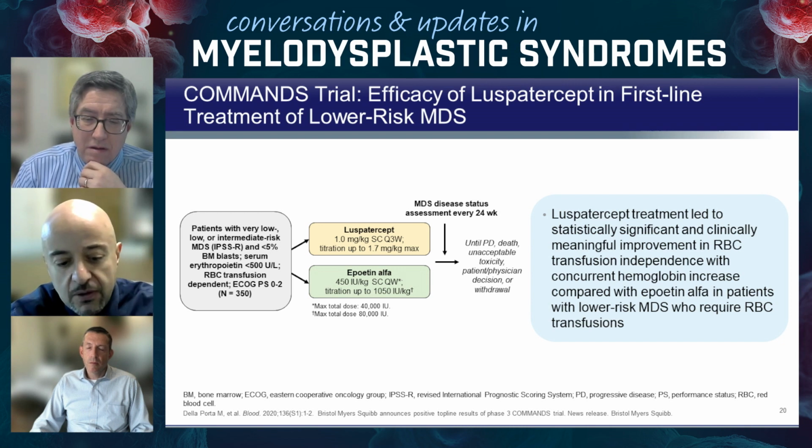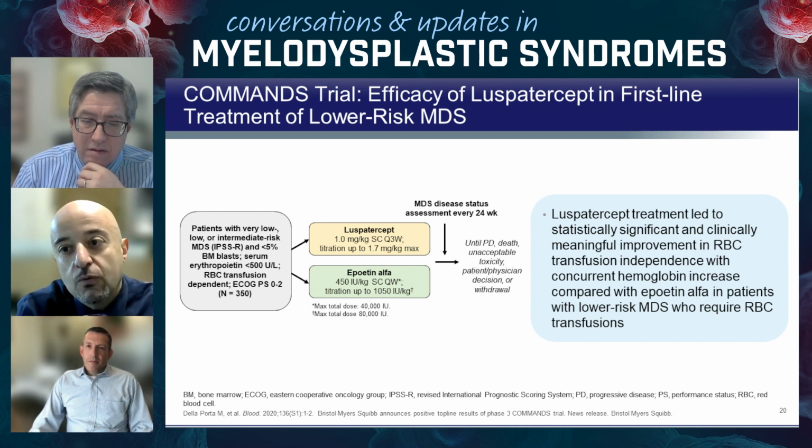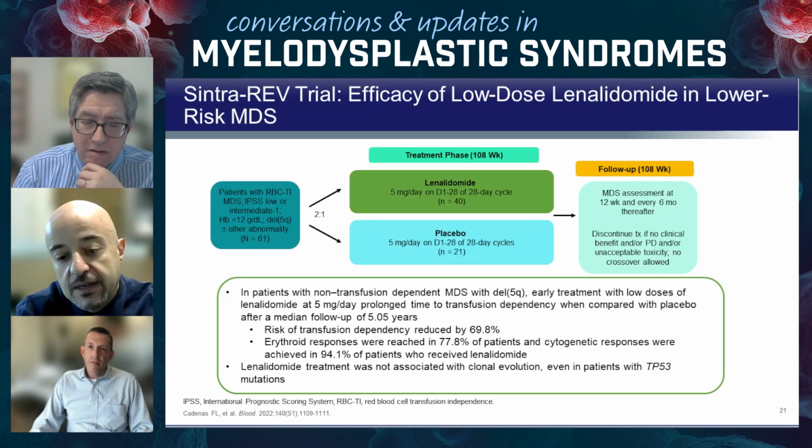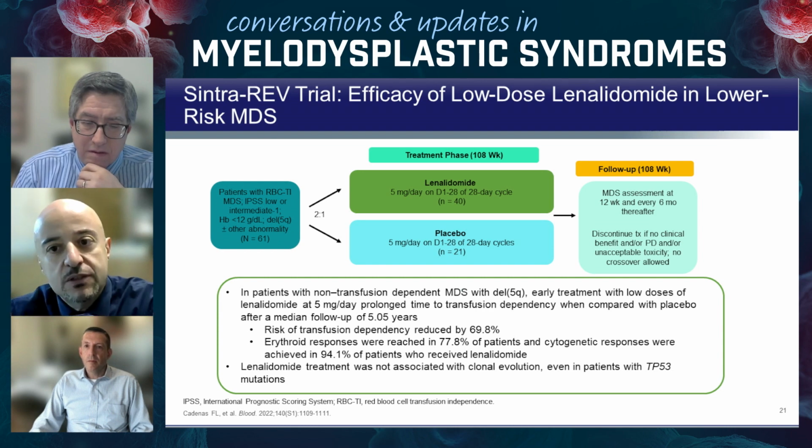Now, in the deletion 5q, I agree. I think there is recently some intriguing data from the Spanish group called the REV-CENTRA trial, where they actually took patients before becoming transfusion dependent, those anemic but not transfusion dependent. They randomized them to take 5 milligrams of lenalidomide, which is half of the dose, versus a placebo control arm, and only for 2 years, so not continuous therapy.